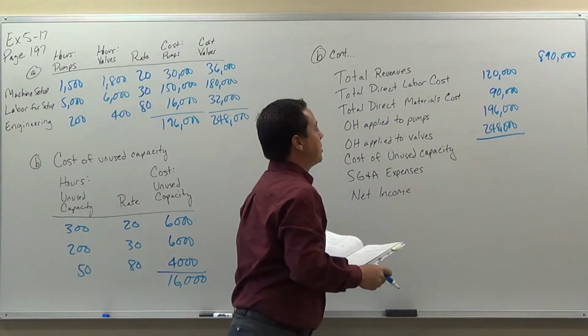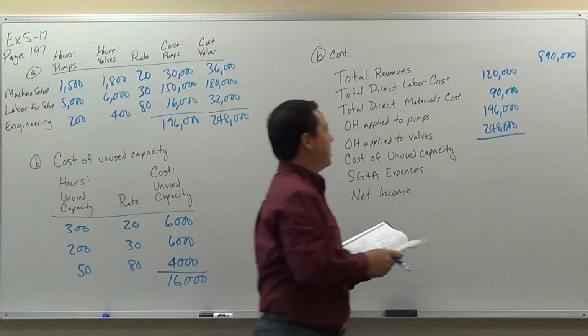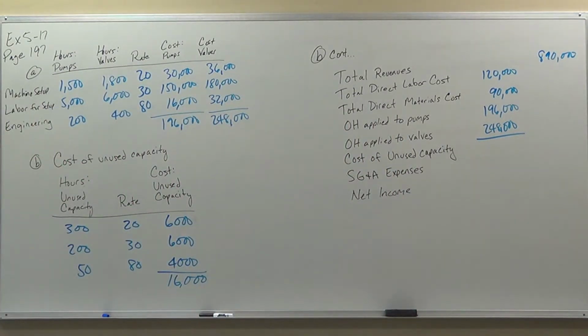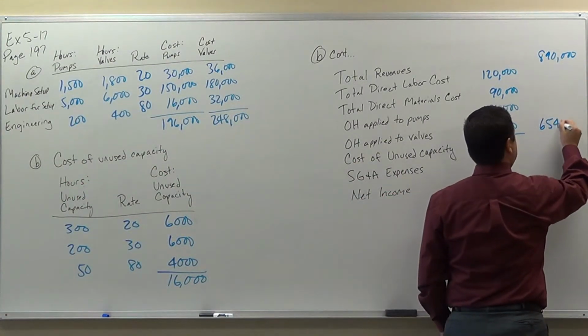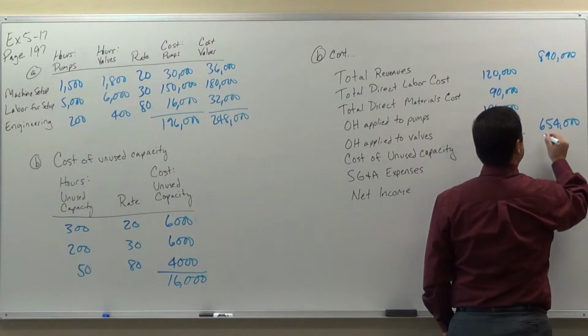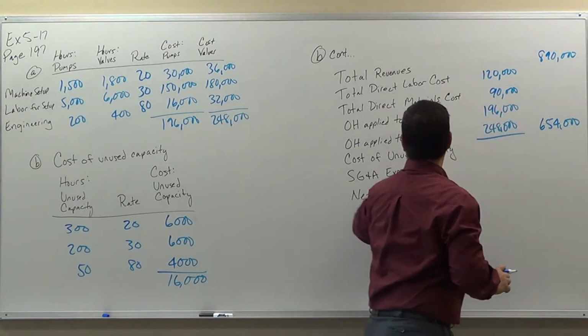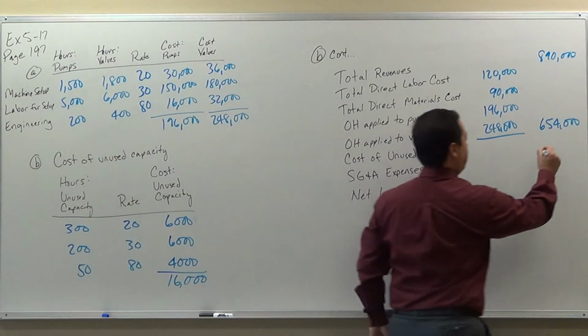All right, so I'm going to total up all of these expenses to give me those costs. So 654,000. I have 654,000 we're going to take away from my revenues. I have the cost of unused capacity, which comes from right here. So my 16,000, I'm going to put it right here.